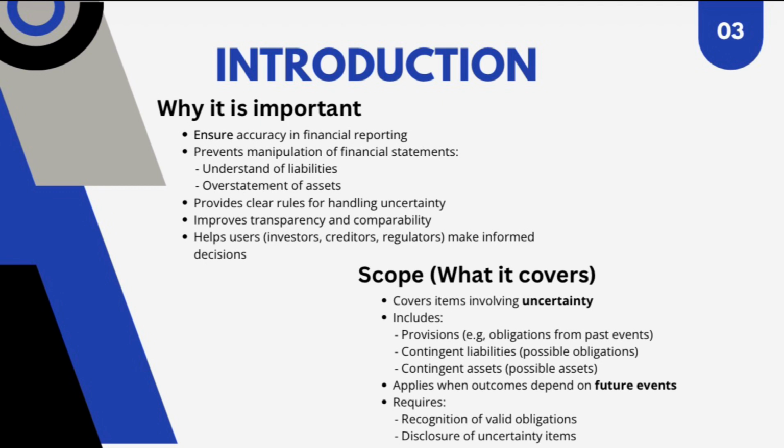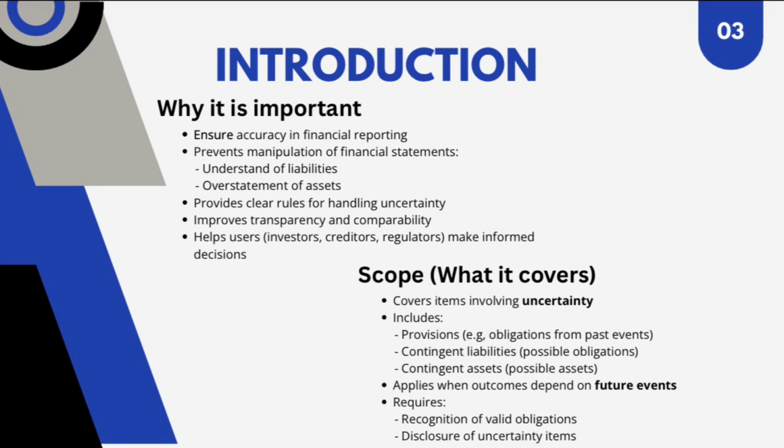Why is it important? Because it ensures accuracy in financial reporting. It helps to prevent manipulation of financial statements such as understating liabilities and overstating assets. It also provides clear rules for handling uncertainty, improves transparency, and allows users like investors and creditors to make better decisions. And this standard covers items that involve uncertainty.